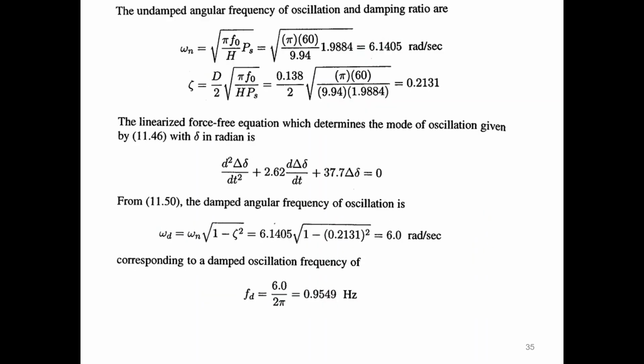Now you see that from this equation we have the angular frequency. The frequency of the oscillation is 6 radian per second, the damping of 6, and natural frequency of 6.14. It means that it's underdamped somehow, right? The damping is less than the natural frequency.